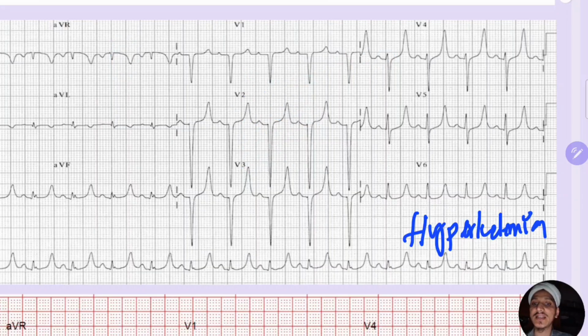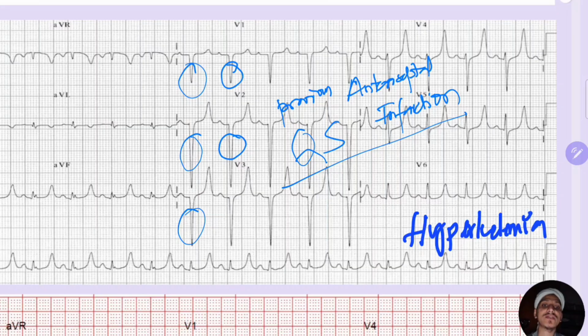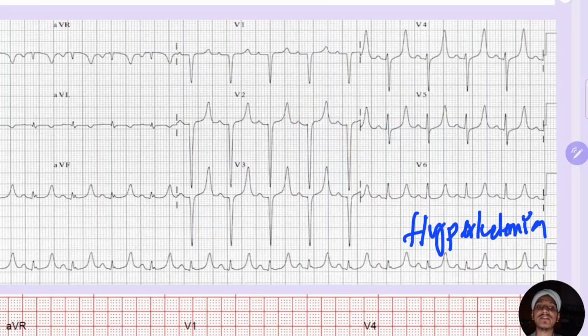Now you see here, this is a QS pattern, long Q and S. So this is a pathological Q wave actually. The Q wave is merged with the S wave. So possibly this may be an ECG of a person who had a previous anteroseptal infarction, because there is poor R wave progression. That's how you should rule out. So it can be an ECG of previous anteroseptal myocardial infarction. Hyperkalemia is definitely there. So that we have ruled out.